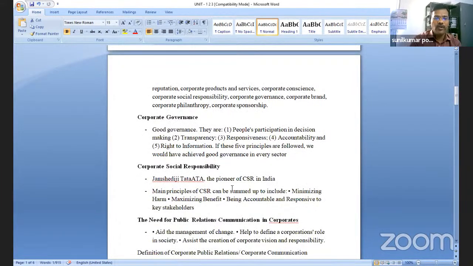Coming to corporate governance. Governance is the administration of the staff to give good products or services to their public. Their public means here internal publics and external publics. Good governance leads the brand to get some image or brand position for those companies or corporations. In good governance, there is people's participation in decision making.